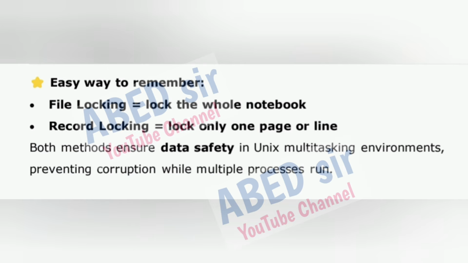Easy way to remember. File locking is equal to lock the whole notebook. Record locking is equal to lock only one page or line. Both methods ensure data safety in Unix multitasking environments, preventing corruption while multiple processes run.